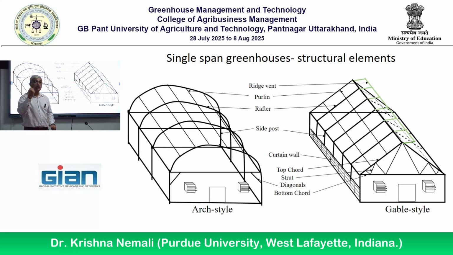Okay, so the type of structure you decide will depend on what? On the material that you are going to use to cover the greenhouse. For polyethylene, a lighter greenhouse, arch style. For glass and polycarbonate, which are a little bit heavier, you go for more of a gable style. Okay, so these are the different terms they use in the design. I want you to remember again: ridge vents, all of you know ridge vents, purlins and rafters. And then side posts, curtain walls, cords and struts and diagonals for support.